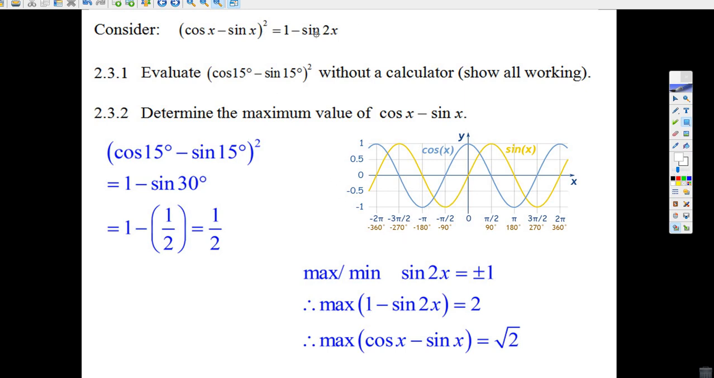If you look at this side of the equation, sine 2x, think about what's the biggest or smallest sine 2x? Well, it goes in between. It has a range of 1 to minus 1. Now, what could make this the biggest? Well, if it was minus 1, you'd go 1 minus minus 1. The maximum you could get out of this is 2. So if I square root this, I'll get cosine x minus sine x. So it feels like the maximum would be the square root of 2. That kind of feels right to me. But maybe you've got another idea, but that feels like it's the right story.